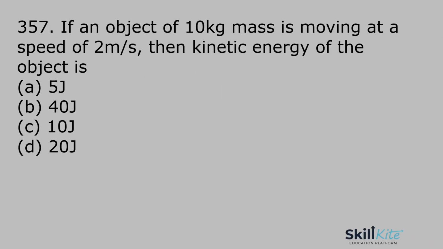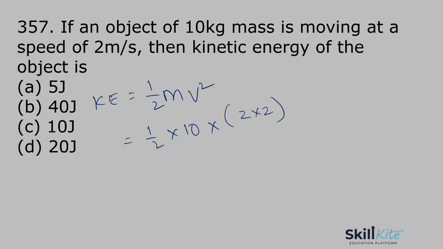If an object of 10 kg mass is moving at a speed of 2 meters per second, then the kinetic energy of the object is, so kinetic energy formula is 1/2 mv square. Half into mass 10, v square here is 2 into 2. So 2 gets cancelled, that is 20 joules. Option D.